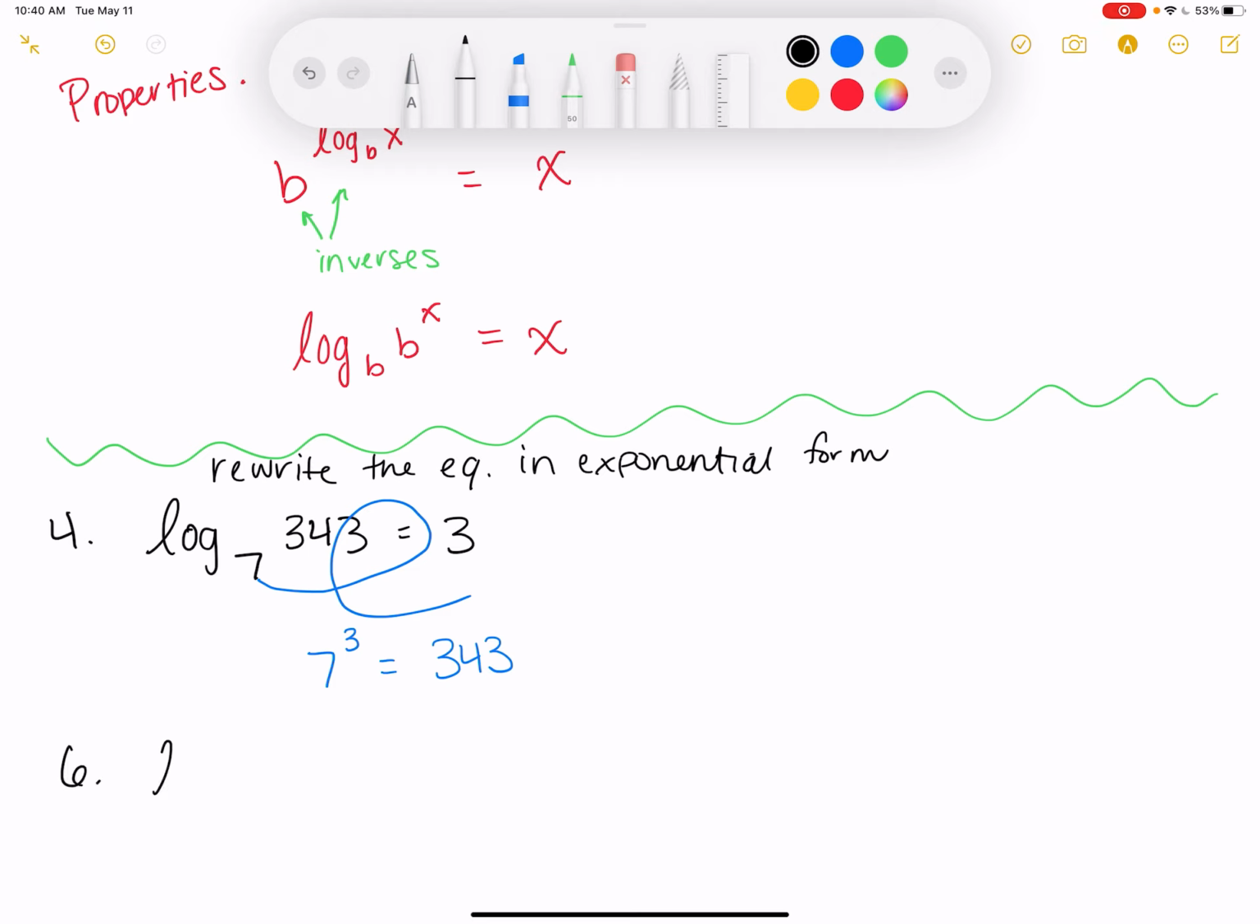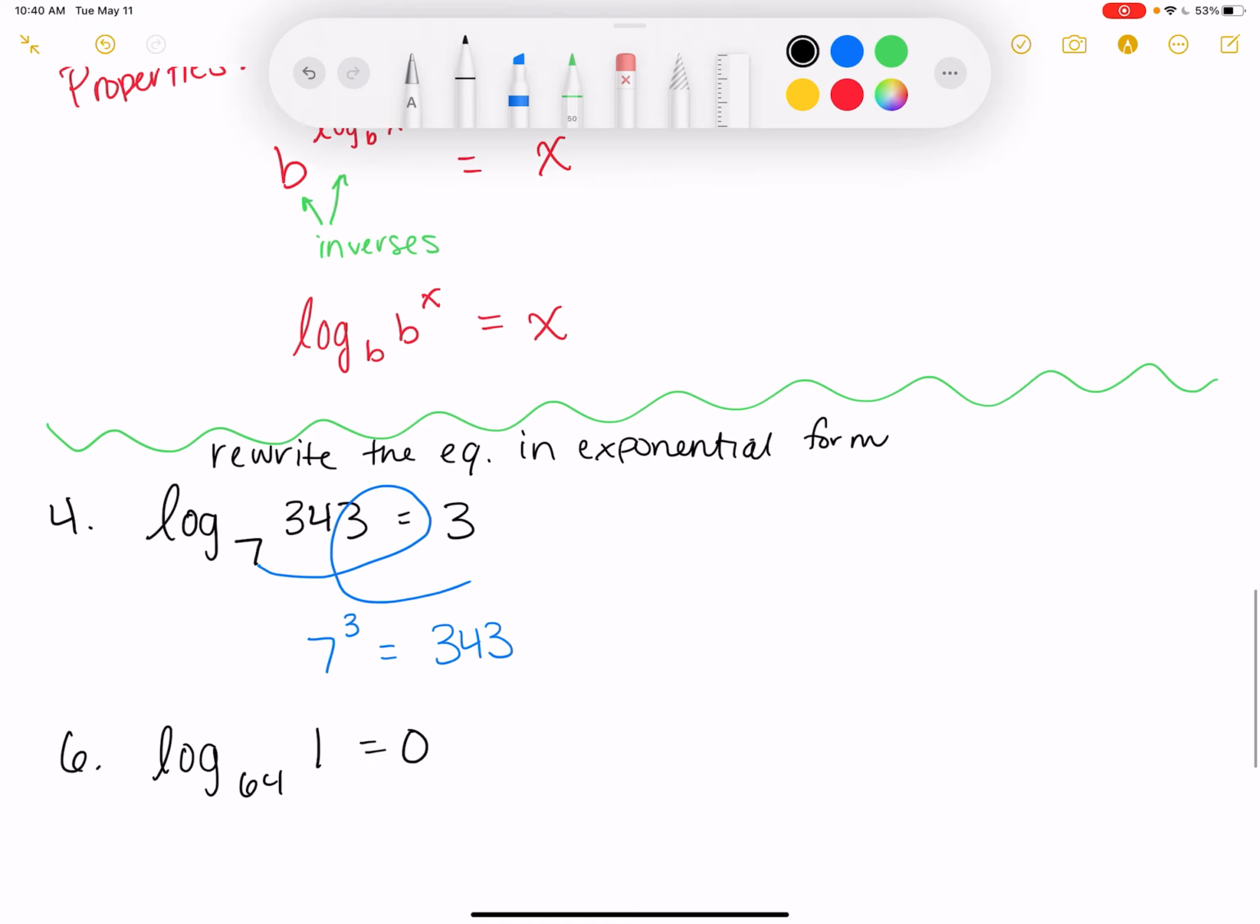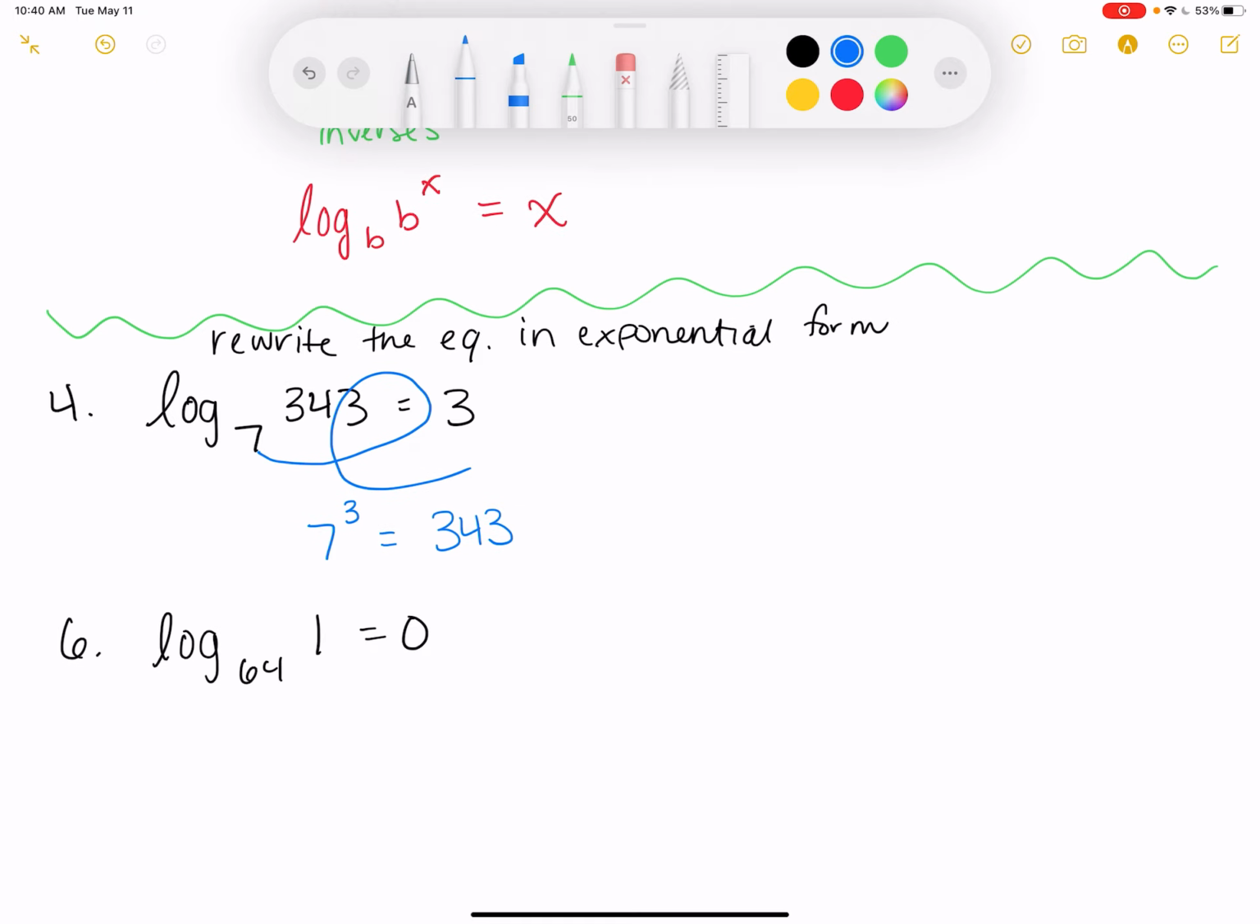Number 6, log base 64 of 1 is equal to 0. Log to exponential, make an e. 64 to the 0 is equal to 1.